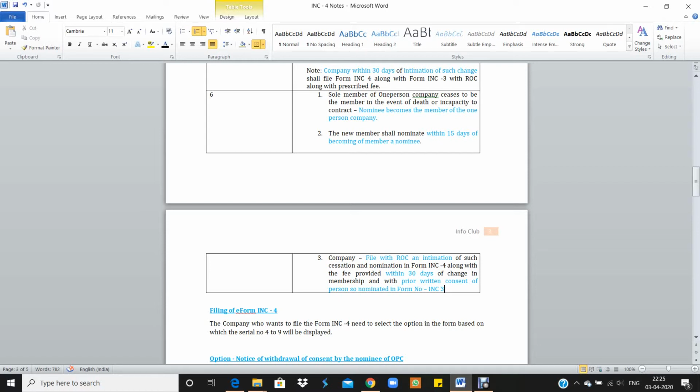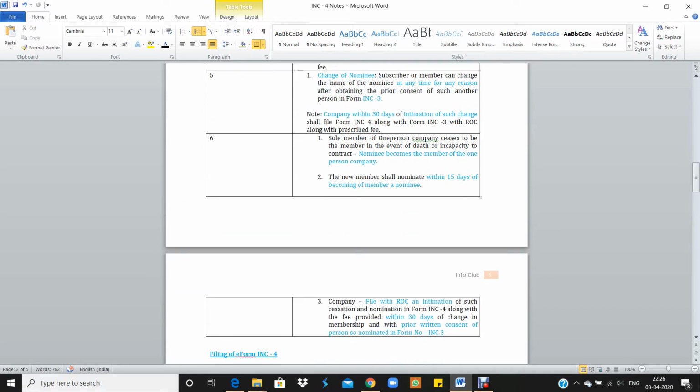So there are two things that happen. One is cessation, in the sense that the previous subscriber or member died, and in place of him the nominee became the member, and the new member has appointed one more nominee. So there is an appointment of a new nominee and there is a cessation of the previous subscriber or member. So the company has to file INC 4 along with the consent of the new nominee in form INC 3 to the ROC with the prescribed fee.